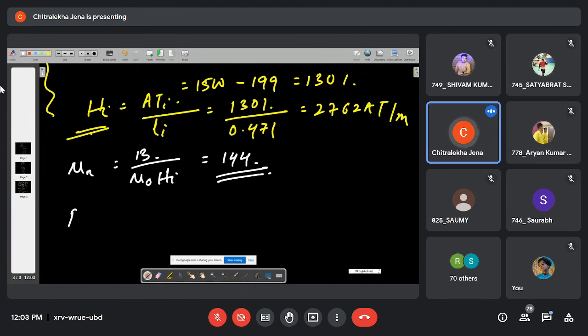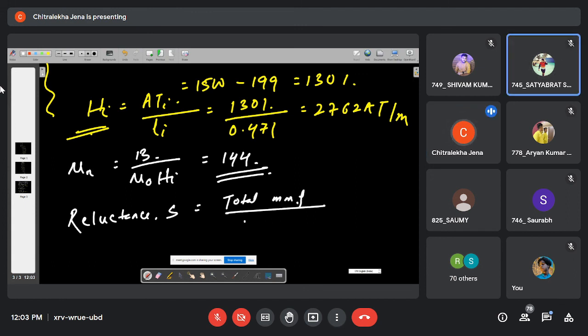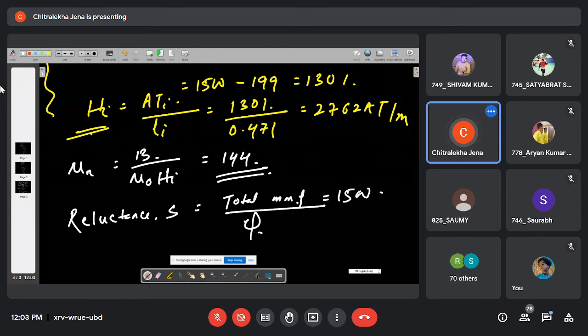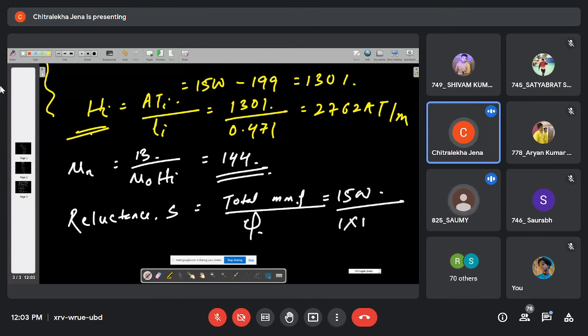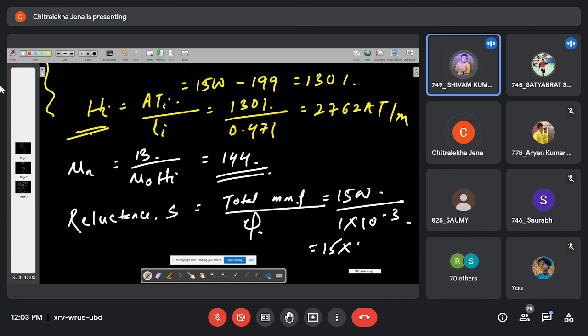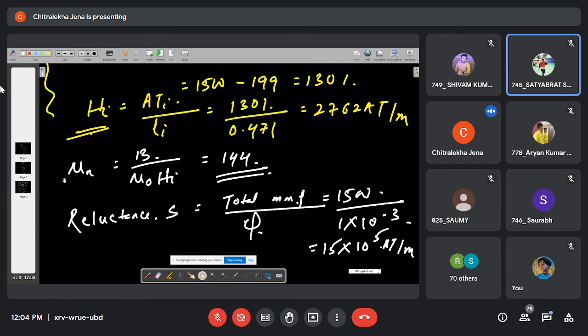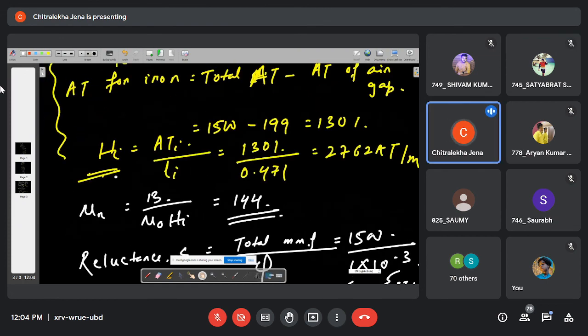Then the last one is reluctance. Reluctance S is equal to total MMF divided by magnetic flux. So this is the total MMF given as 1500 divided by the flux, 1 into 10 to the power of minus 3. So this will come as 1.5 into 10 to the power 6. Sorry, 6, I said minus by mistake. Okay, fine. So this is how you will do it. All of you got it?